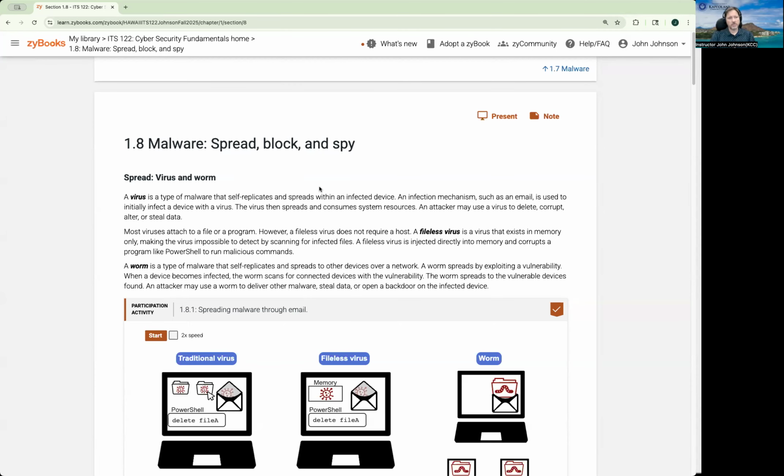So the first thing we're going to talk about here are viruses, viruses and worms, actually. So the first type is the virus. And a virus, I remember viruses from when I was in college.